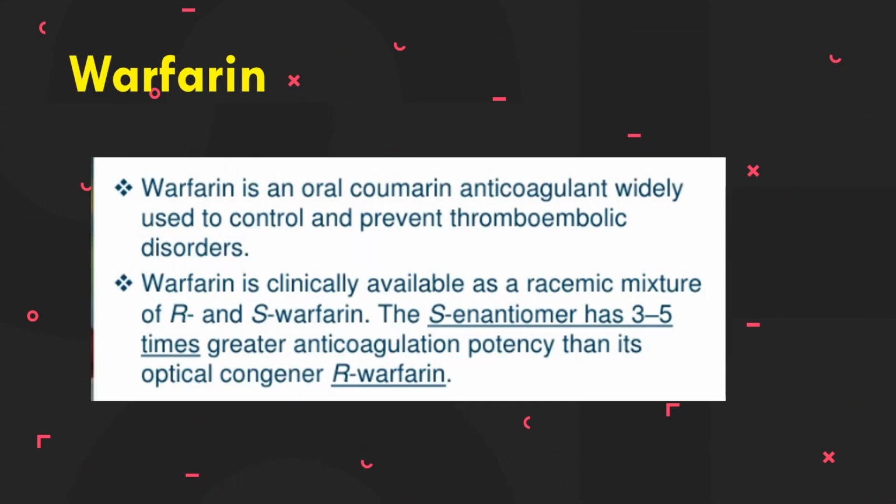So warfarin is an oral coumarin anticoagulant. It is available as a racemic mixture of R and S warfarin, and the S enantiomer is 3 to 5 times more potent. Okay? It has more anticoagulant property as compared to R, and this can be asked in your MCQ: R and S, which one is more potent? So if you can remember, S for Superman, the S one is more potent as compared to the R one. Okay?